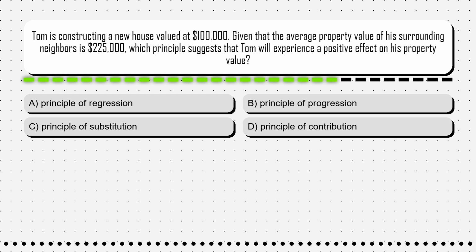Given that the average property value of his surrounding neighbors is $225,000, which principle suggests that Tom will experience a positive effect on his property value? Option A, principle of regression. Option B, principle of progression. Option C, principle of substitution. Option D, principle of contribution.